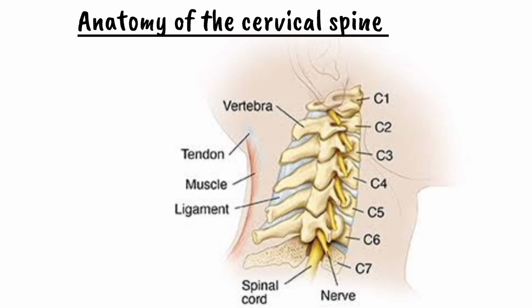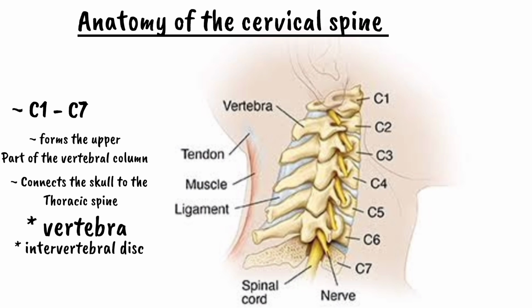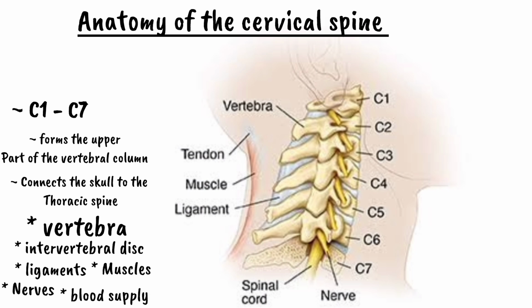Comprising 7 vertebrae labeled C1 to C7, it forms the uppermost portion of the vertebral column and connects the skull to the thoracic spine. The cervical spine facilitates head movement, supports posture, and plays a vital role in the nervous system. Understanding its anatomy, including the vertebrae, intervertebral discs, ligaments, muscles, nerves, and blood supply, is essential for diagnosing and treating conditions related to this region.